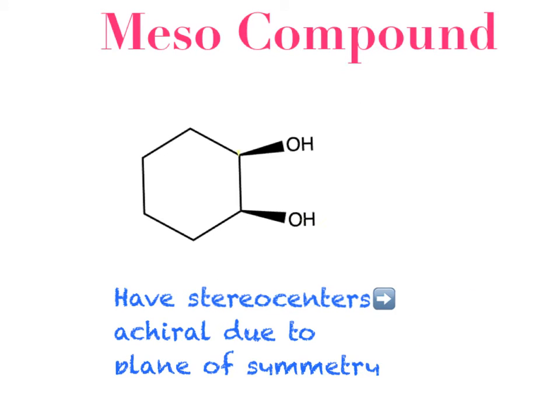Meso compounds are compounds that have stereocenters but are achiral due to a plane of symmetry. So, for example, when we look at this molecule, there's a stereocenter here and a stereocenter here. However, there's also a plane of symmetry that runs through here because everything on the top is an exact replica of everything on the bottom. So, because there's a plane of symmetry, the molecule is achiral and therefore meso.